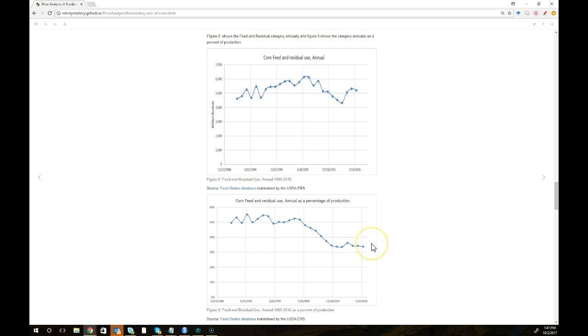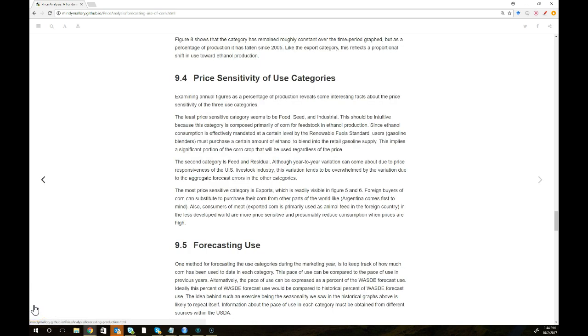So to summarize what we've seen in these three categories, we've seen an increasing share of the corn crop going to the production of ethanol, and decreasing shares coming from the export category and from the feed and residual use category. Let's talk now about price sensitivity in these different use categories.